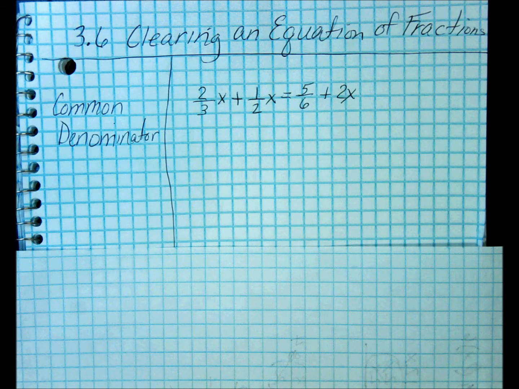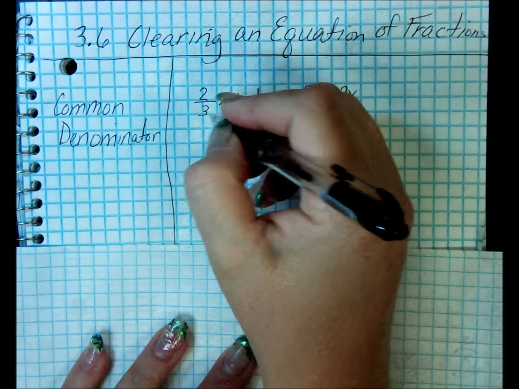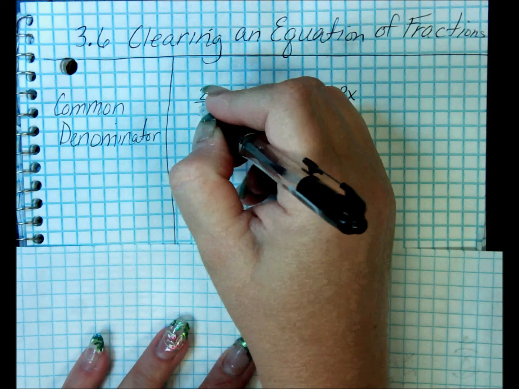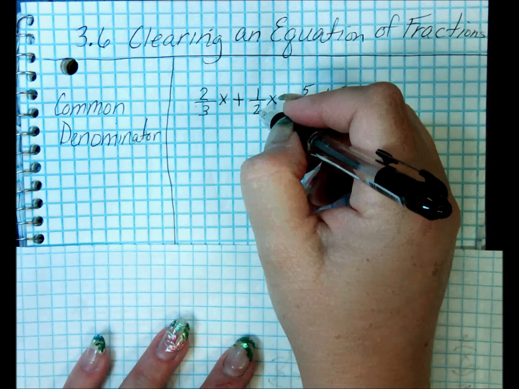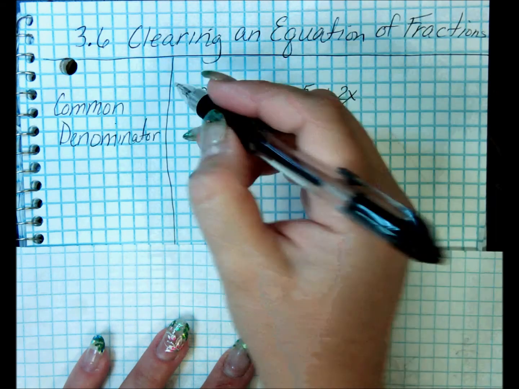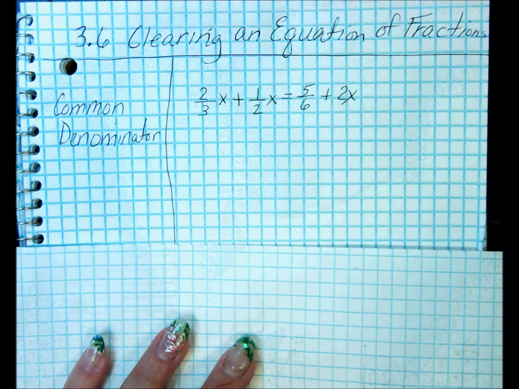Looking at this problem that I have right here, the first thing you want to do is find a common denominator. So you have 2, 3, and 6. Always start with the biggest one and see if you can multiply to get that with the others. Here, if I did 3 times 2, I would get 6. And here, if I did 3 times 2, I would get 6. So now we have a common denominator of 6.